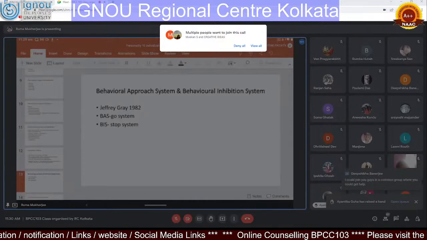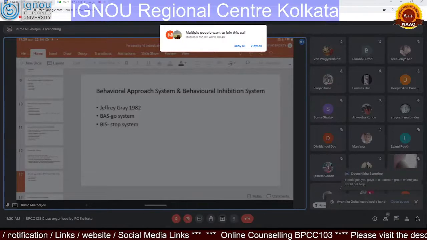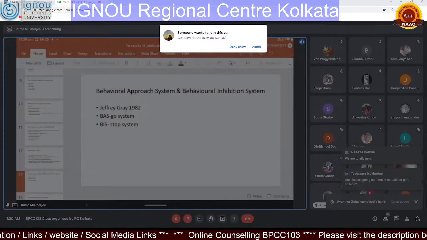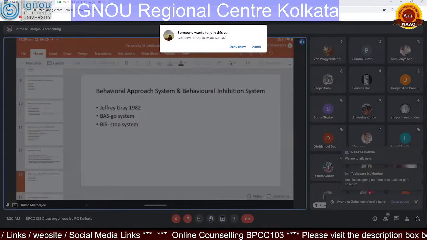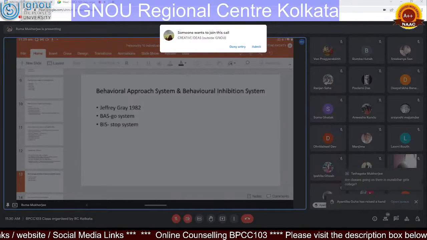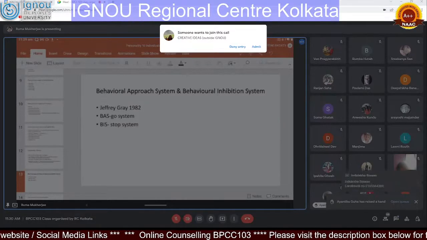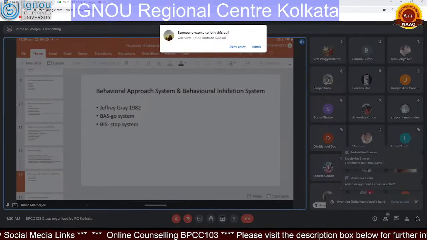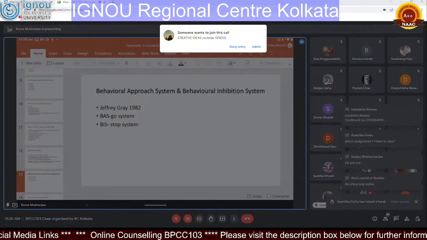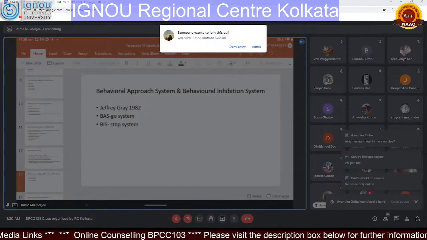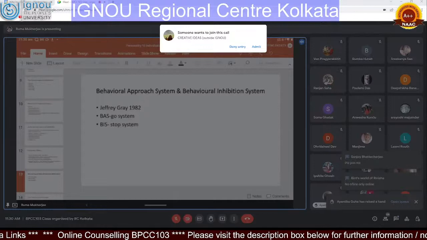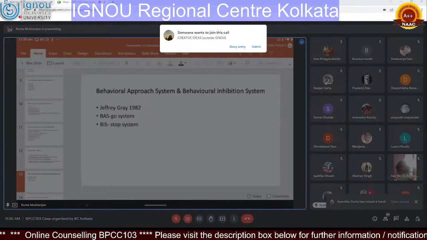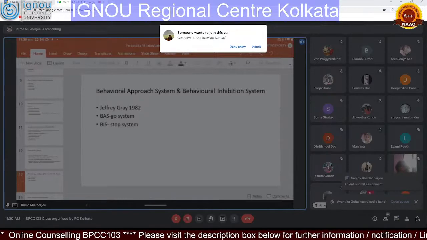Now, this BAS means the go system. That means it is characterized by stimulus seeking and reward orientation. That means we always do something to get some type of reward. So that is our aim. So this is the BAS, the go system. And on the other hand, BIS is the stop system.